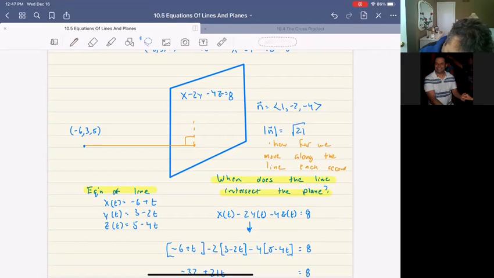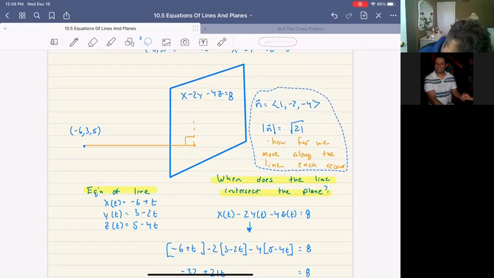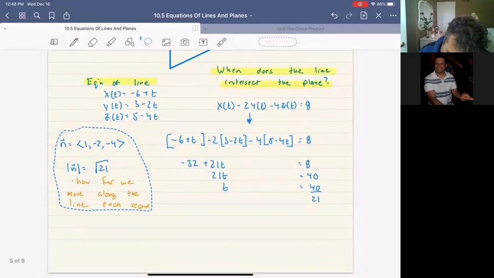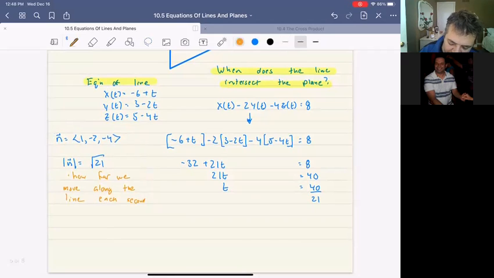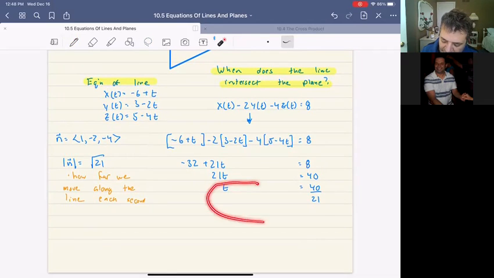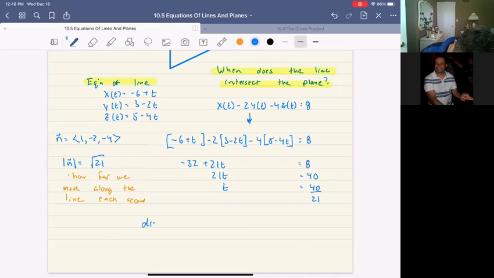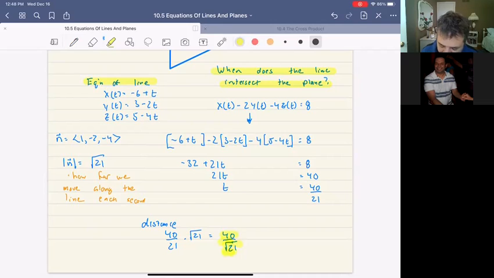Actually, let me move that over here. Okay, so if I go 40 over 21 seconds, and each second I move a square root of 21, then my distance is 40 over 21 times the square root of 21, which is 40 over root 21. Okay, so this is actually the final answer. Either way is fine. I'm not really super concerned.